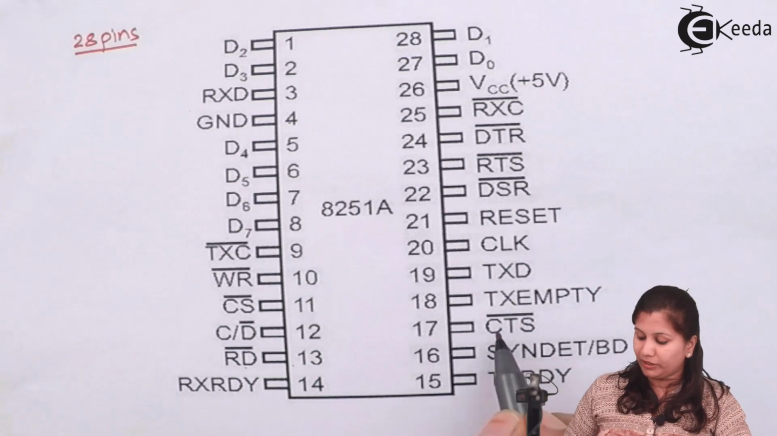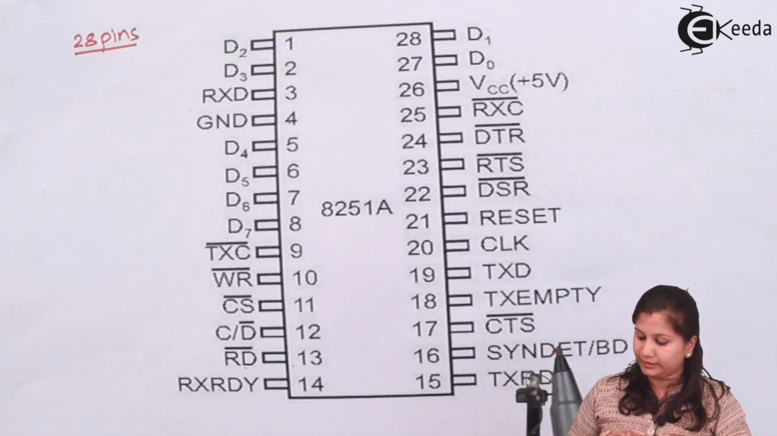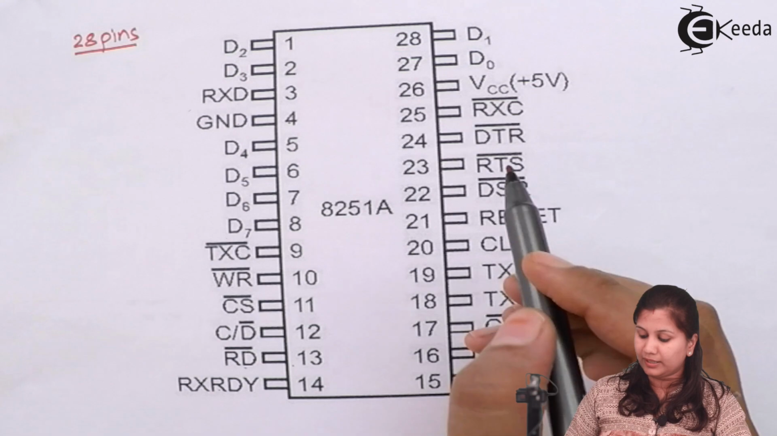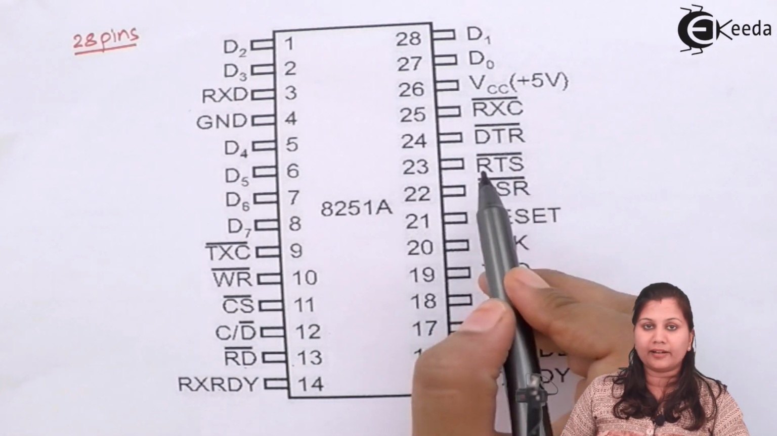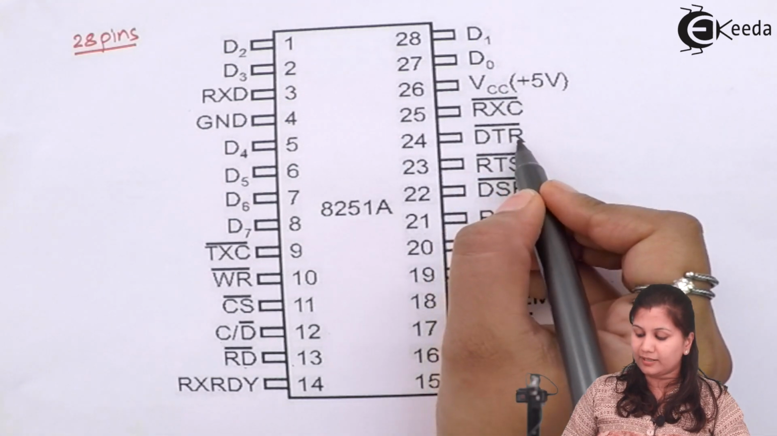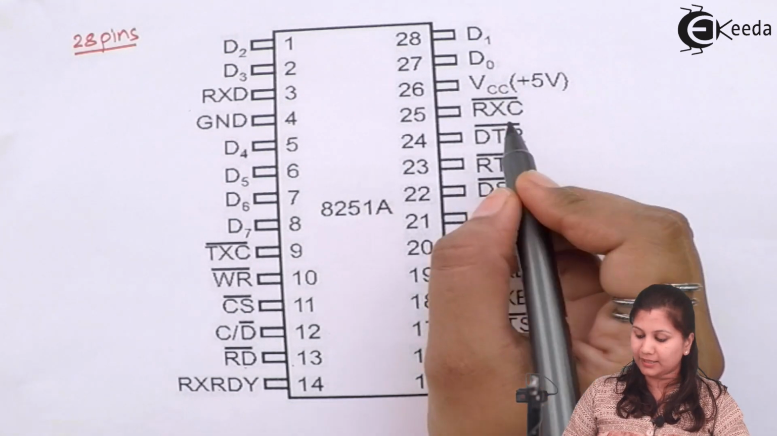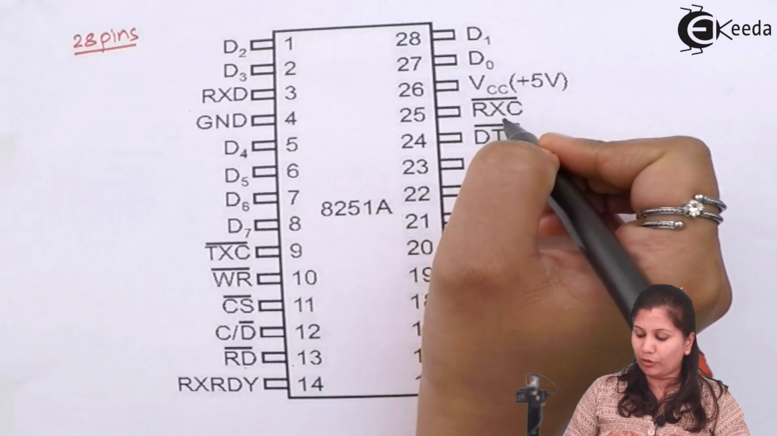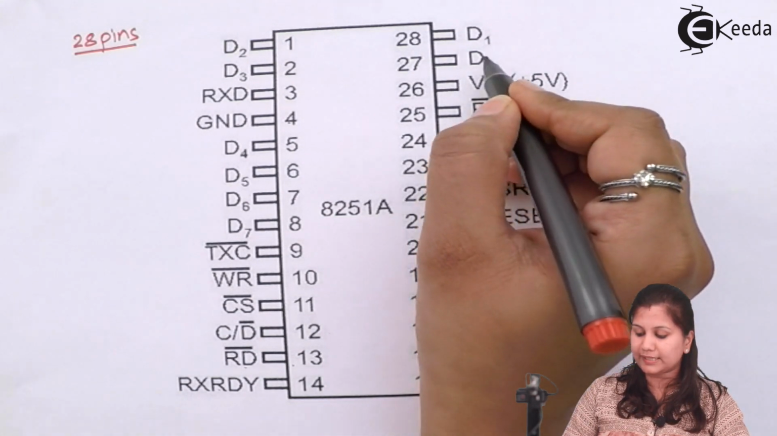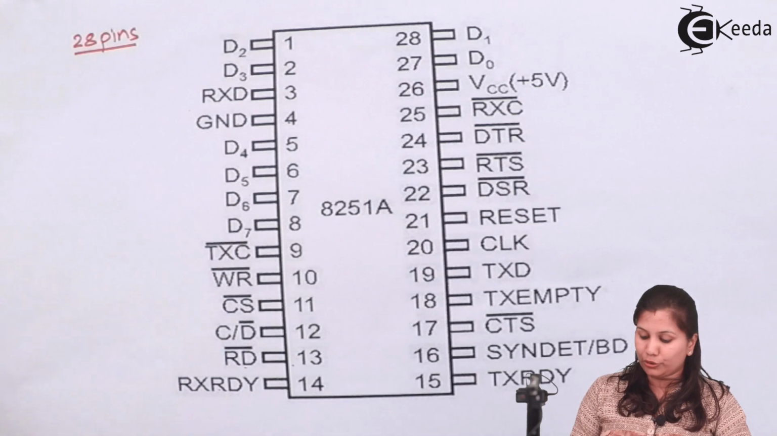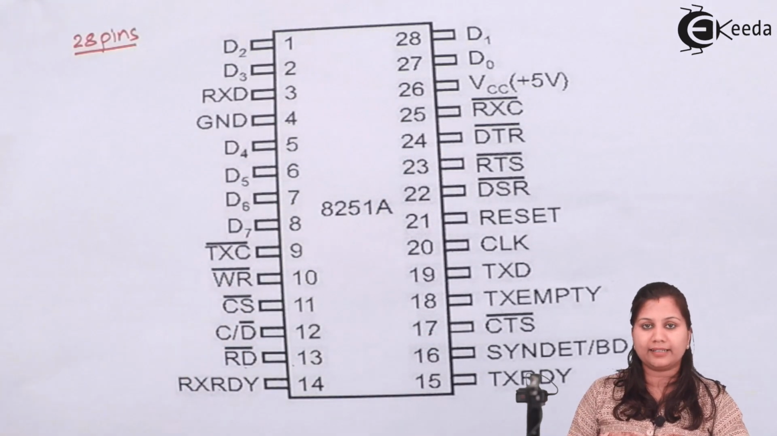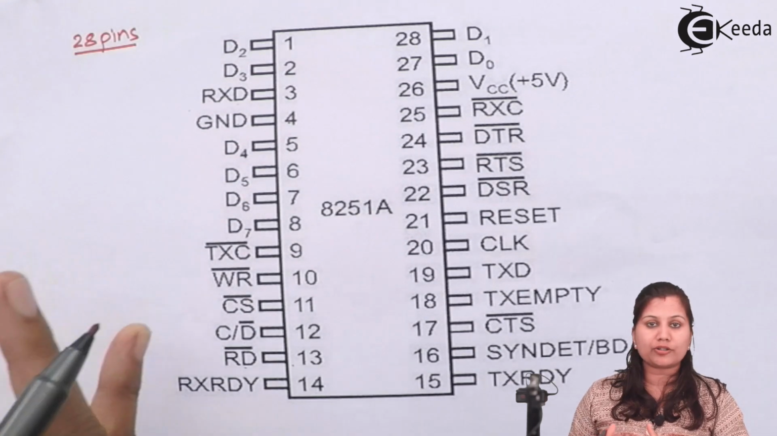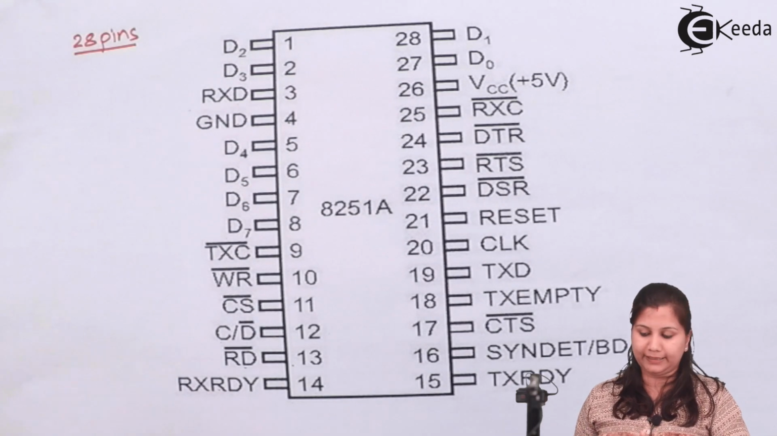Then we have CTS, this is clear to send. Then we have the reset pin. This is DSR, data set ready. RTS, request to send. DTR, data terminal ready. Then these we have already discussed: receiver clock, VCC, D0 and D1. So this is how the different pins of the 8251 IC are described. Let us study the function of all these pins in detail.